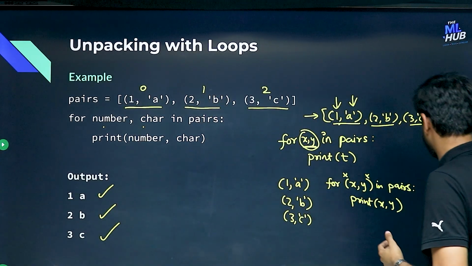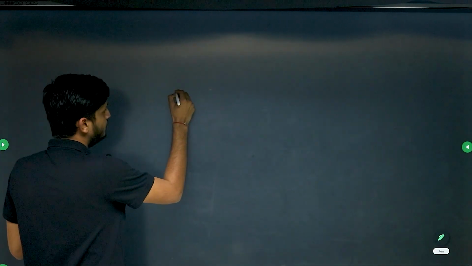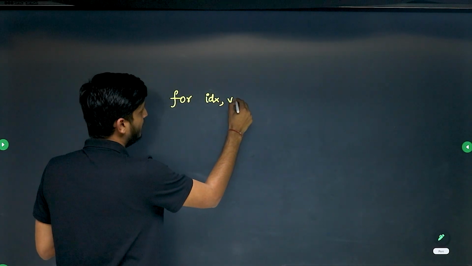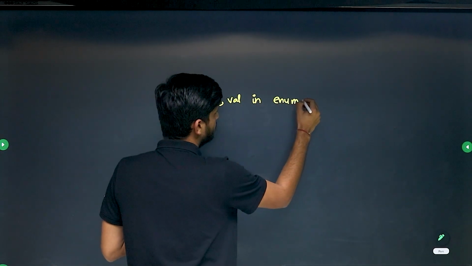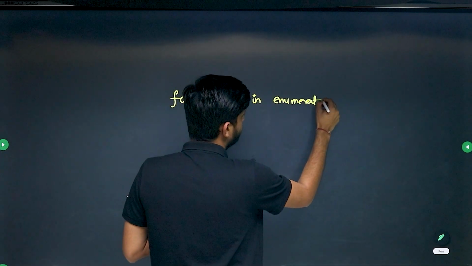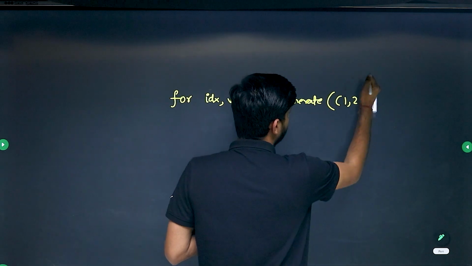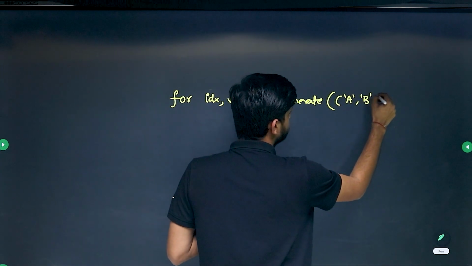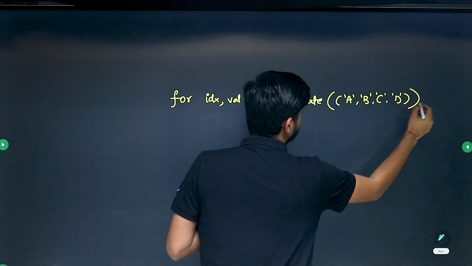So that is what the enumerate function does. Whenever you are using the enumerate function, let's say I write for index, value in enumerate, and inside we have a tuple containing string A, string B, string C and string D. This is a tuple containing 4 values.